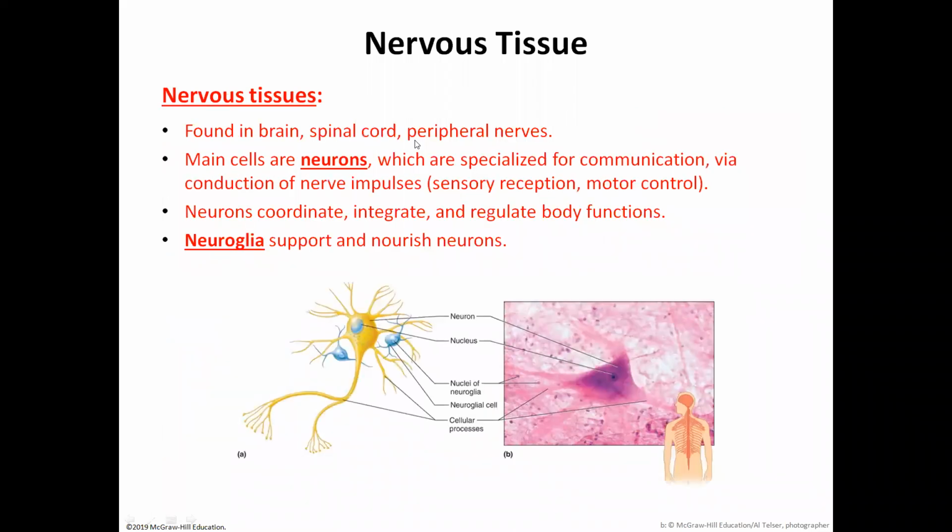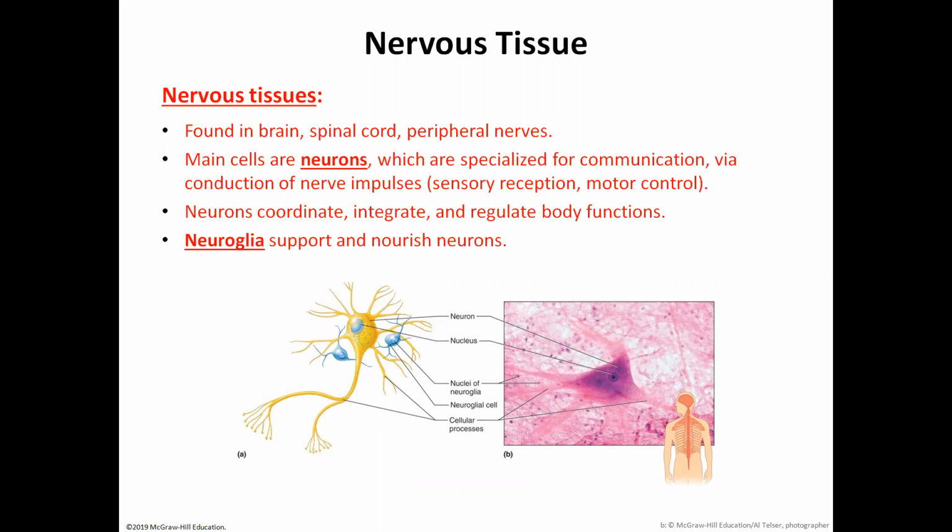All right, and last tissue to talk about is our nervous tissue. Nervous tissue is going to be found in the brain, our spinal cord, and our nerves. And the main cells are called neurons. This is what allows for communication to take place. So when you have an impulse go from your brain to your toe, that's going to be using neurons.